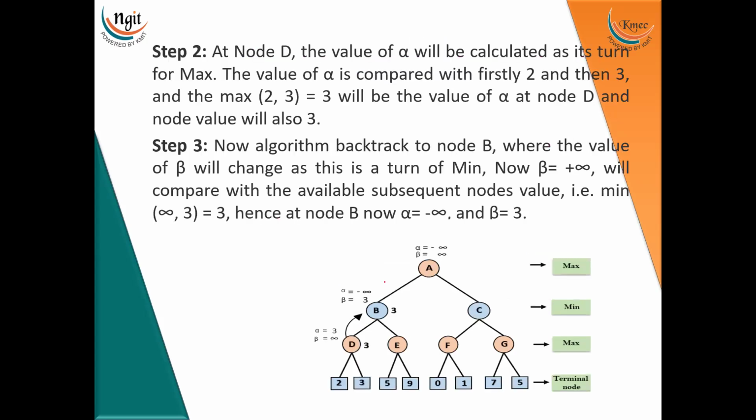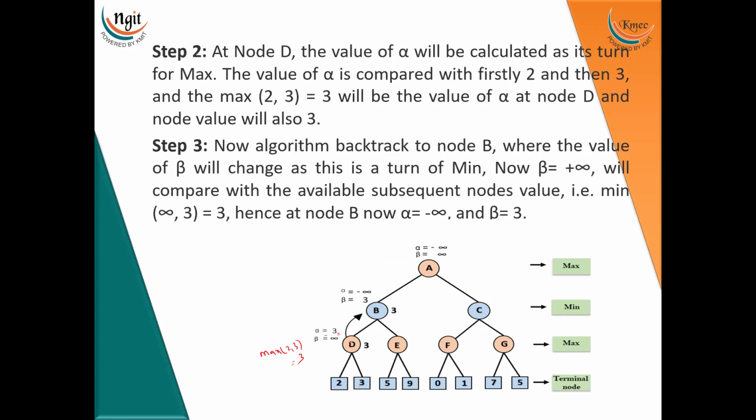Now step 2, we are at node D. Now the value of alpha will be calculated, as it is the turn of max. Why? Because it is max, then min, then max. So now the value of alpha is compared with firstly 2 and 3. As it is max's turn, max of 2 comma 3 will be 3. That means the alpha value at node D will become 3.